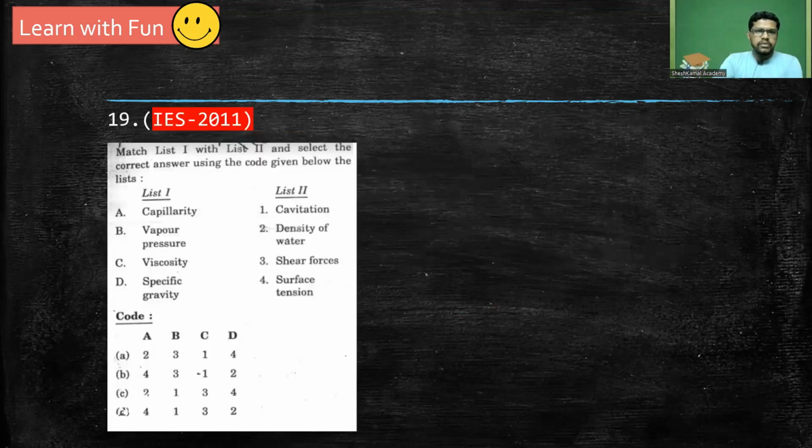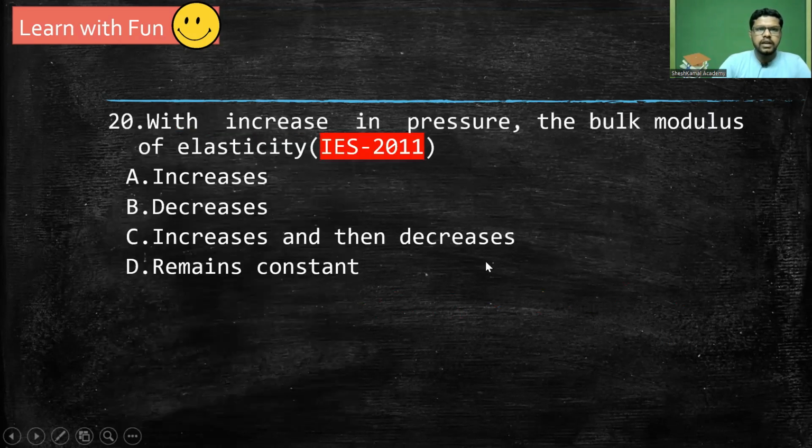Match list 1 with list 2. The phenomenon of capillary is because of surface tension, so option 4 from list 2. Vapor pressure, for 1, is responsible for cavitation. Viscosity is about the shear forces, and the specific gravity is related to density. Option D is the correct answer. Now, with the increase in pressure, the bulk modulus of elasticity, obviously the bulk modulus will increase with the increase in pressure. So option A is the correct answer.